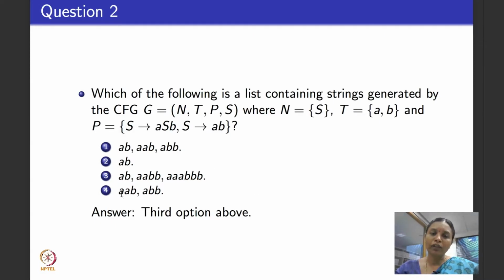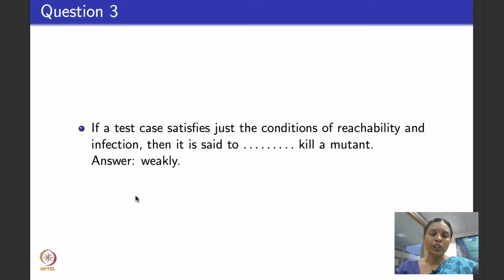We already saw that the fourth one cannot be a correct option because it contains the words AAB and ABB. Both of these are not correct, as we discussed for option 1 above. So 4 is also not a correct option for this. Now let's go on to question number 3.